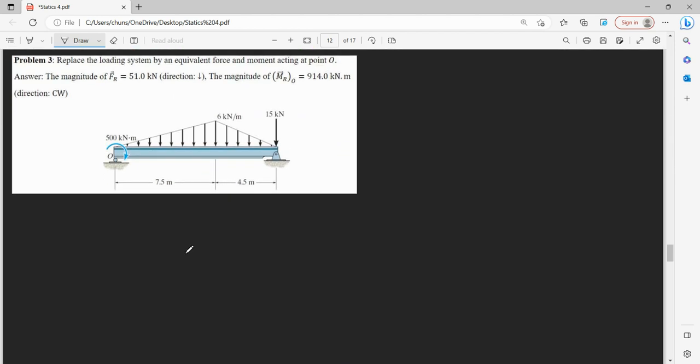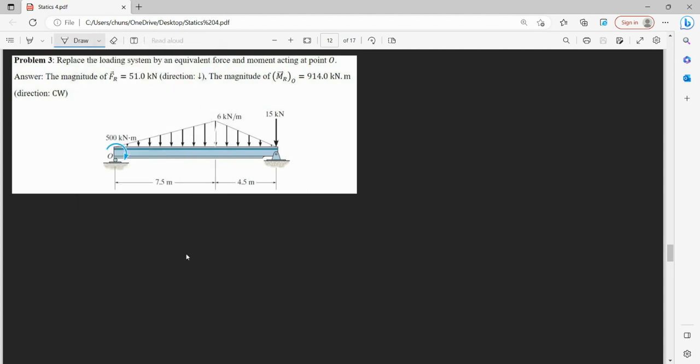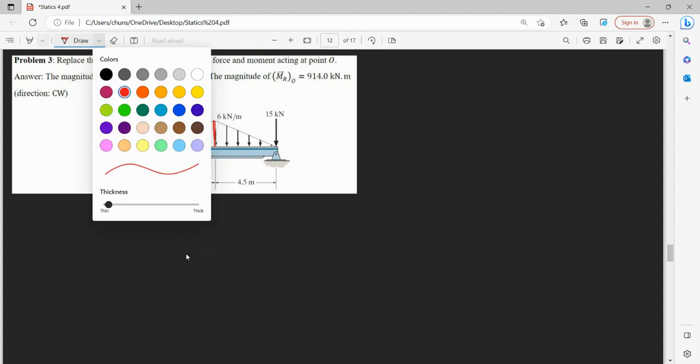Okay, this next problem is talking about distributed loads, so we have to use our knowledge of how to use distributed loads in order to solve this problem. So let's divide this into two triangles. We have this one here, and then our other one, which I'm going to highlight in yellow. And we want to find the magnitude of our resultant force.